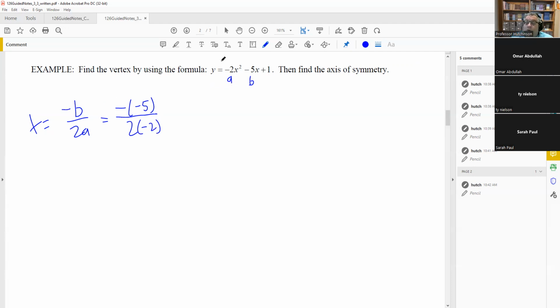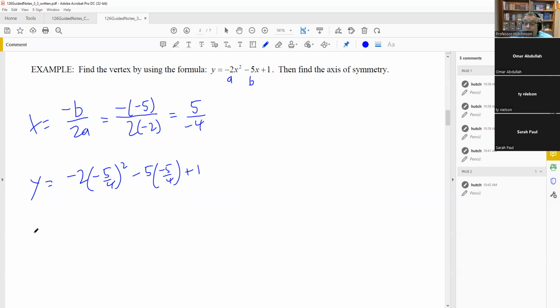We have a negative in the formula, but you also have a negative in the b value. Negative negative is going to give you positive 5 over negative 4. And it doesn't reduce, and so we get negative 5/4. So now if we want to find the y value, unfortunately we have to work with fractions here, but we can still do that easily enough. So we'll put in the fraction for each of these. So all the x's, we're going to put in negative 5/4.